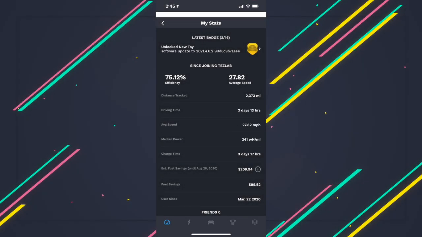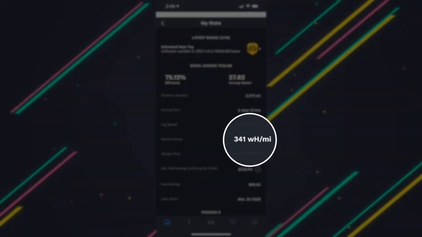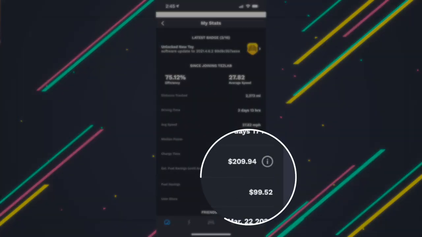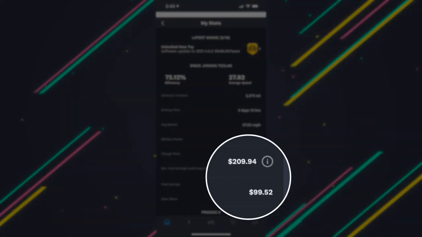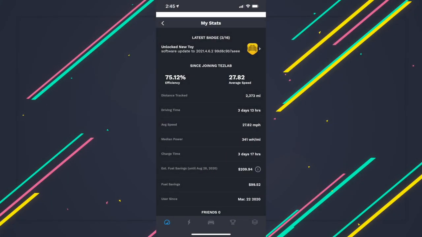My median power, which isn't great, was 340 watt hours per mile, which kind of makes sense based upon the driving habits that I had. I would go quickly to the places I want to go, but 341 is not that great. My average fuel cost was $209.94 prior to TezLab changing it, and then $99.52 after the change. So approximately around $310 I saved on gas. Probably would have had much more savings if I was following my 2019 habits.